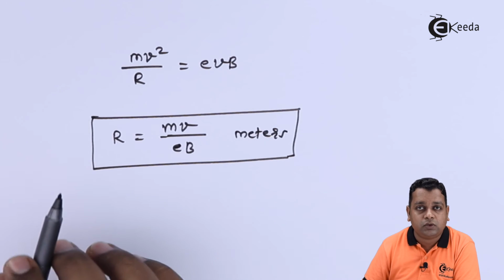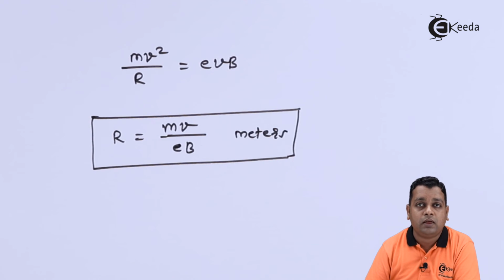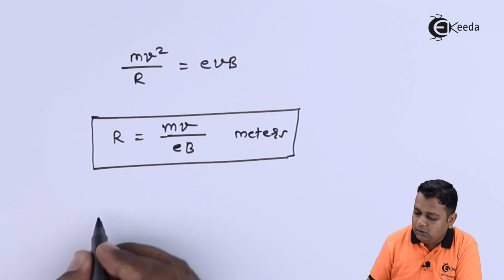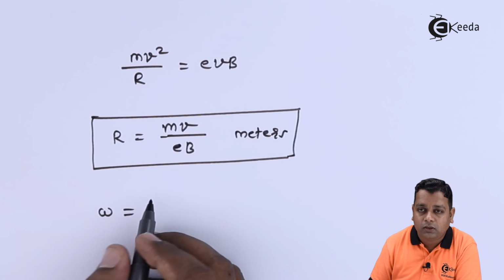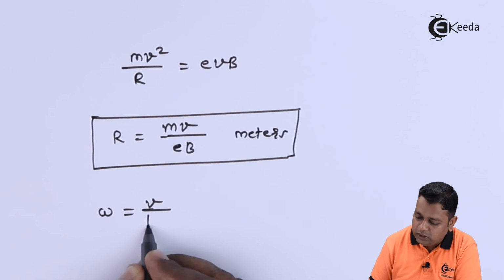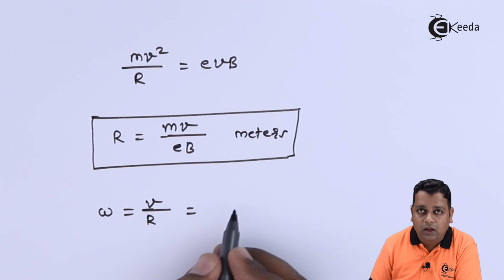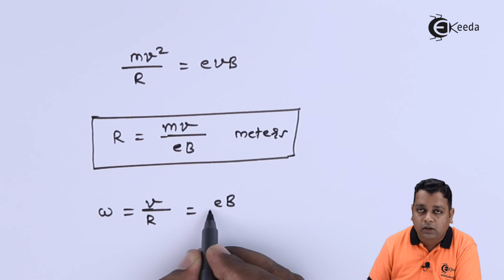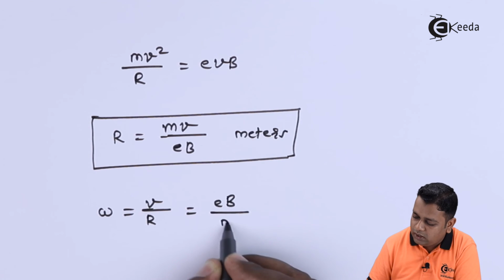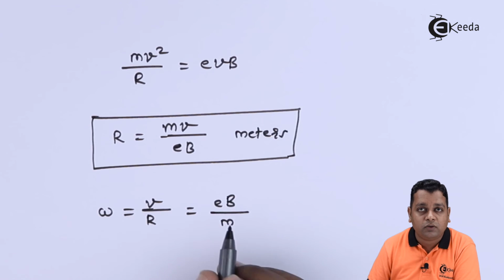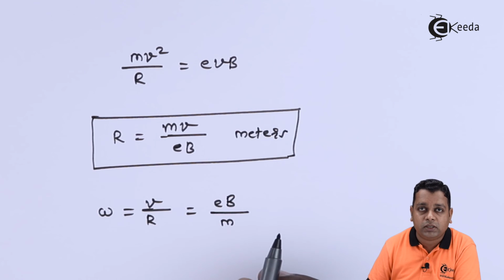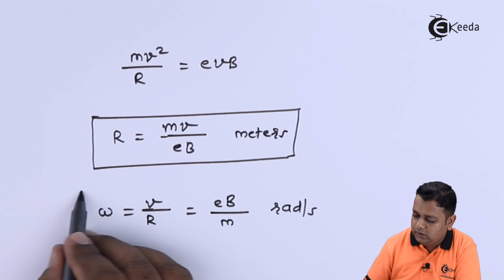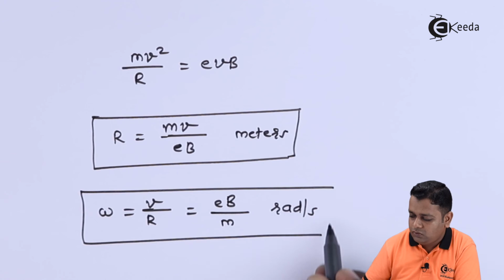For the circular path we also have the cyclotron angular frequency, which we can denote with the symbol omega. Omega will be the ratio V divided by R. With the substitution, the final formulation will be capital B along with small e divided by m. The cyclotron angular frequency has the MKS unit of radians per second. So this I also outline.